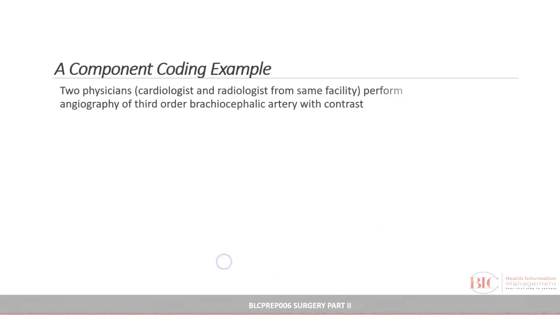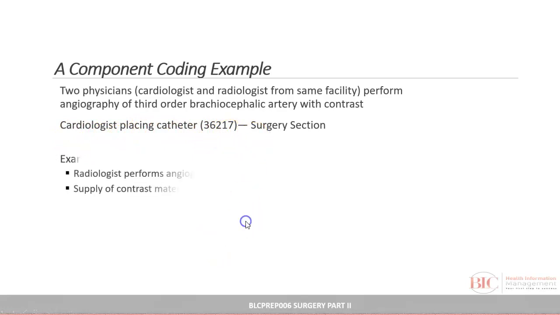So here's an example. Two physicians, a cardiologist and a radiologist from the same facility, perform an angiography of the third order of the brachiocephalic artery with contrast. The cardiologist placed the catheter, which is 36217, out of your surgery section. And then your radiologist performed the angiograph, which is 75658, out of your radiology section. And then for the supply of contrast material, you would code 99070 from your medicine section.